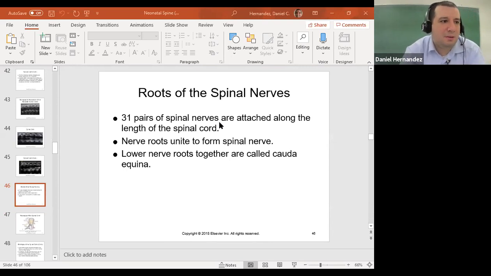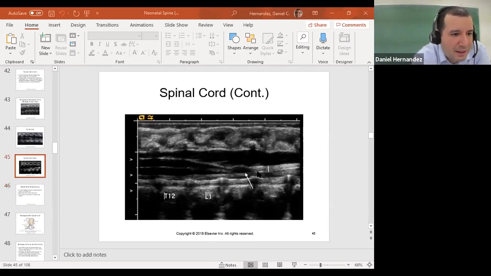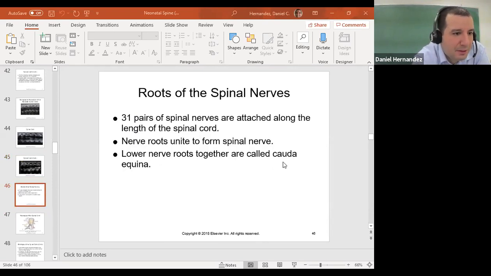Roots of the spinal nerves: there are 31 pairs of spinal nerves attached along the length of the spinal cord. Nerve roots unite to form the spinal nerve. The lower nerve roots together are called the cauda equina. That's the bundle of nerves that extends past the spinal cord, extending down: the cauda equina.